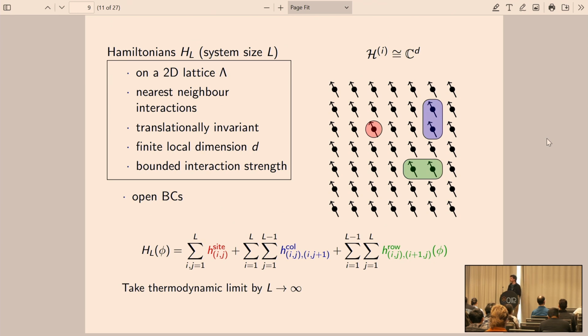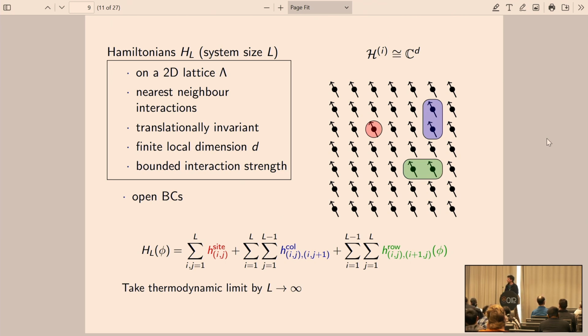So for our setup on the Hamiltonian side, the Hamiltonians we'll be proving hardness results for are defined. They're a family of Hamiltonians H sub L, defined on an L by L 2D lattice. We're going to restrict to nearest neighbor interactions, translationally invariant terms, finite local dimension, and bounded interaction strengths. And all of this is to say it's really a very simple form. And the simpler the form of the Hamiltonian that we can prove hardness results for, the better the hardness result.